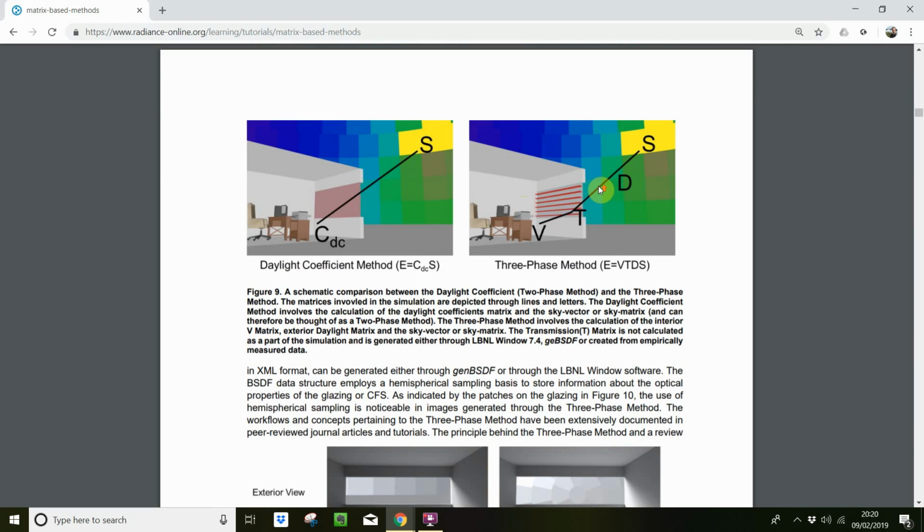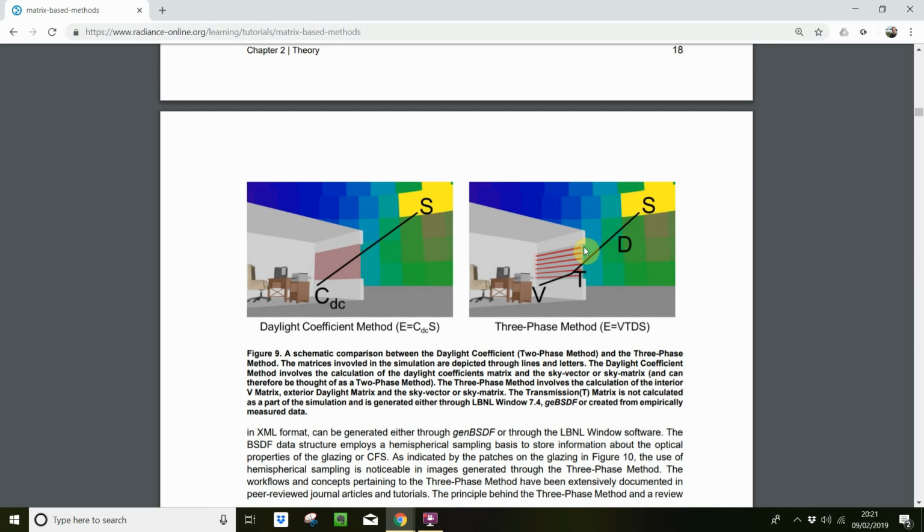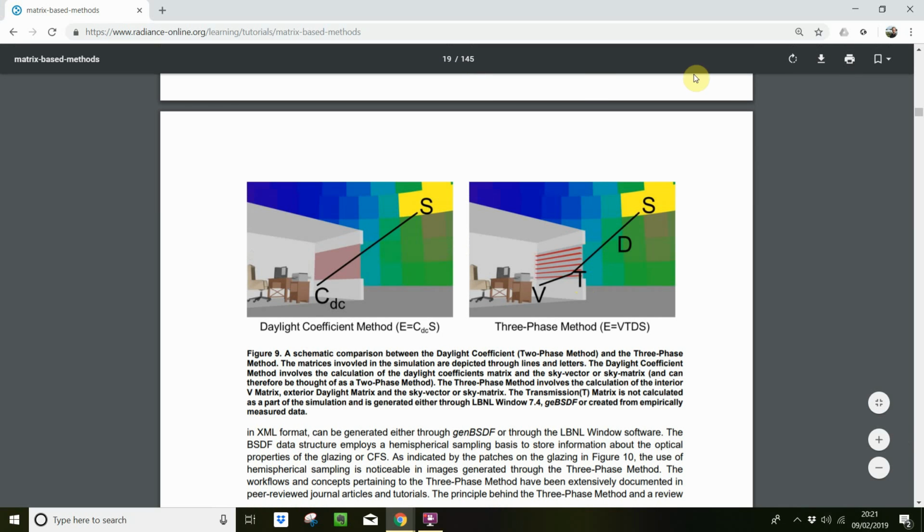So how does that actually happen? Well, you do one calc, and imagine a sampling hemisphere is placed on the window, and it looks out.